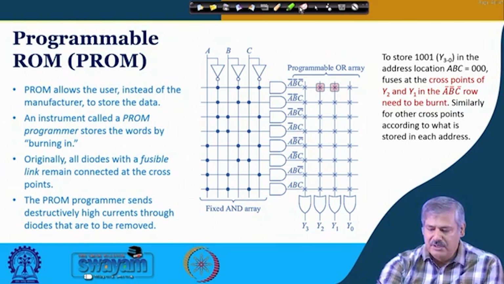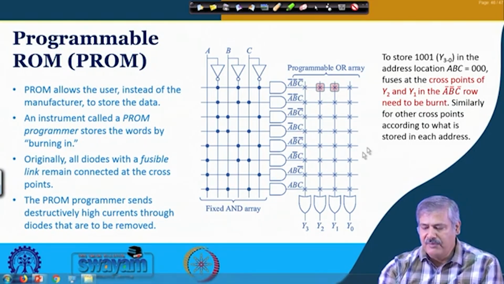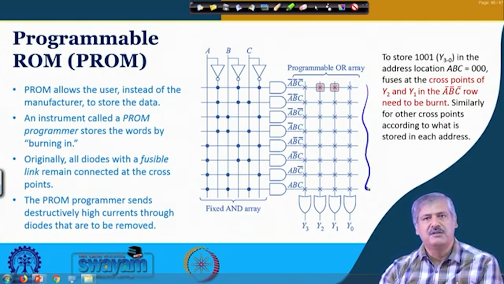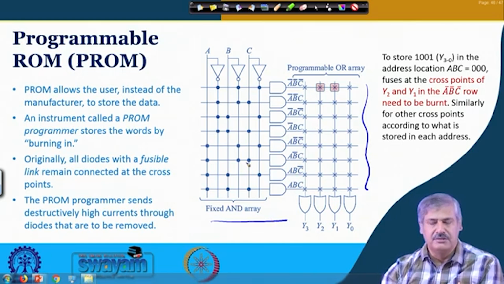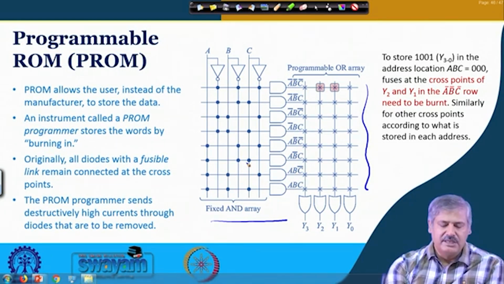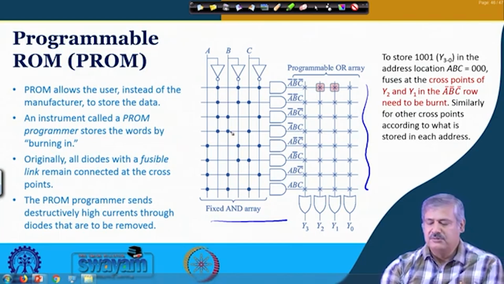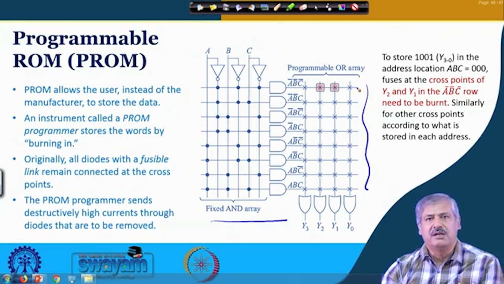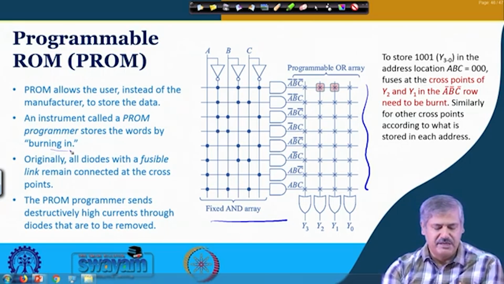So, to begin with, you have all the fuses present, like this is the original thing. All the fuses are present in the OR plane. Okay. And this is the decoder, the fixed AND array which is acting as a decoder, right. And then whenever you want to put something, you just burn the fuses accordingly. So, this is the burning-in process. Okay.